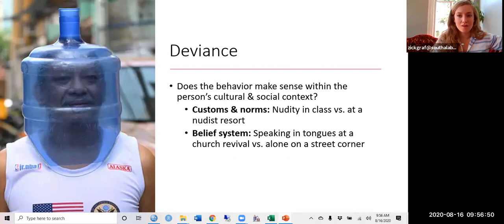It's not deviant in their cultural, social context and their belief system. But if someone who isn't from that type of religious background suddenly starts speaking in tongues, not in an understandable language, and claiming that God is talking through them, if they don't have a history of believing that, if it's not consistent with their background, their customs, and their norms, then it might be a sign that something is wrong.